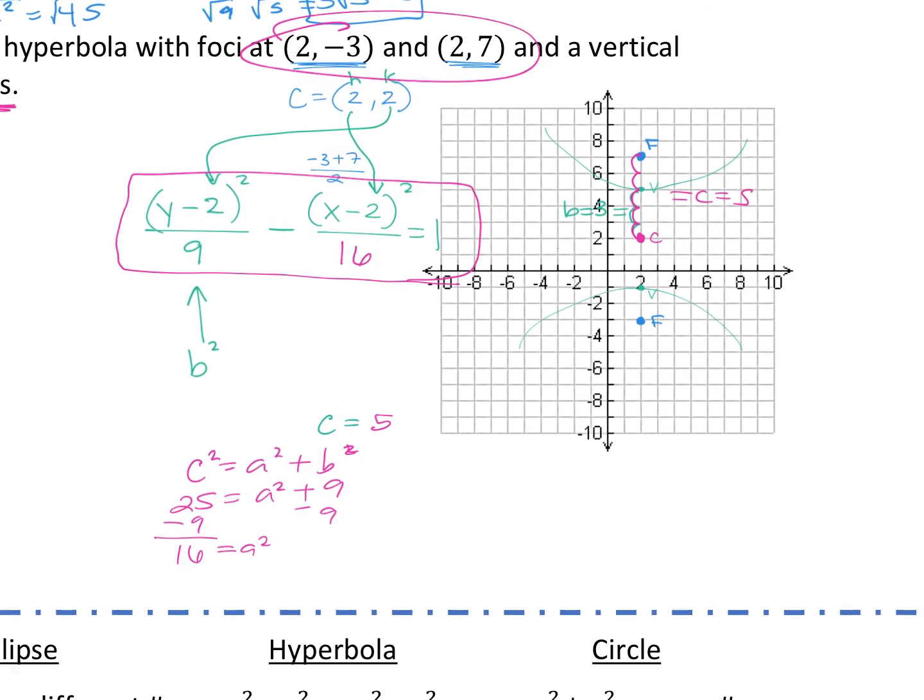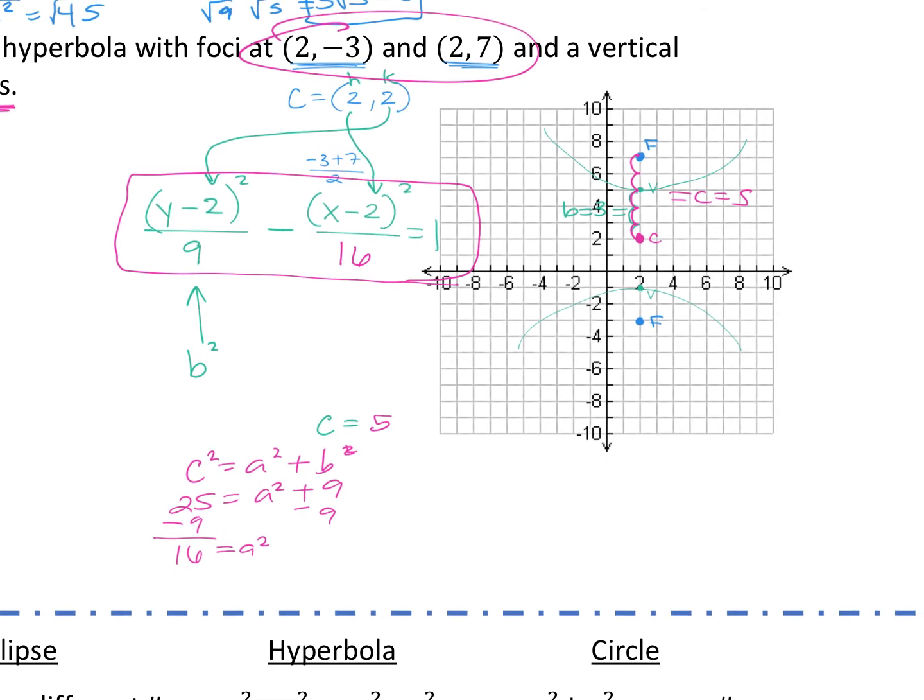Any other questions on that one? Where did you get the 9? So our b value is always the center to the vertex, right here, which would be 3. So if b is 3, then our b squared would be the 9. We did y first because it was the vertices. The vertices were on our y, not our y axis, but yes, changing on the y value.